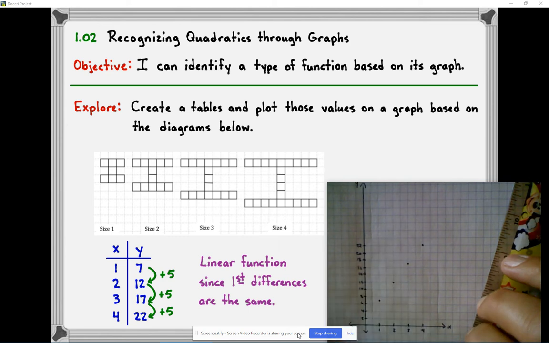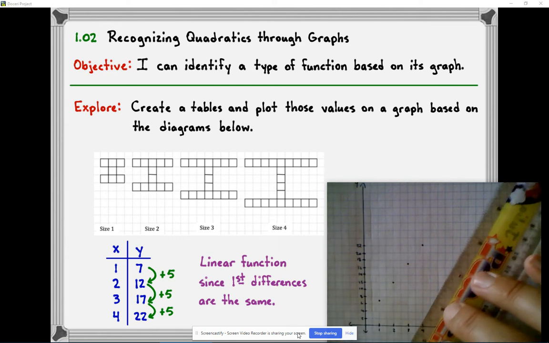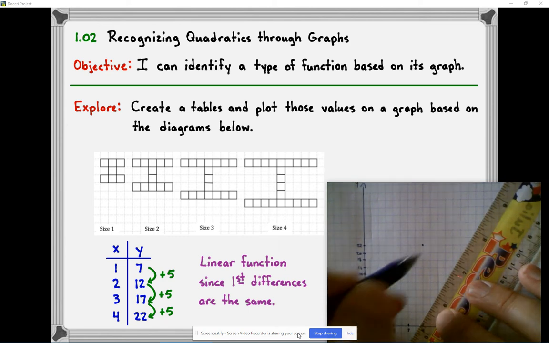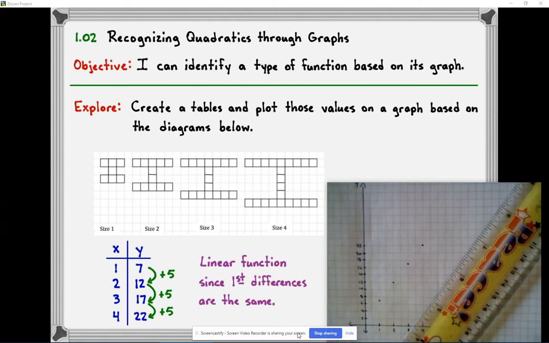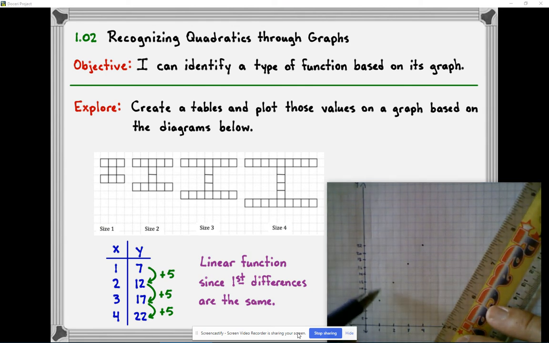Now in these cases, these are called discrete functions because they're just data points. Because we don't have a step 1.5. We don't have a value in the middle of each of these. We can't have size 1.5 or size 1.25 necessarily. That wouldn't work for how many boxes are there.